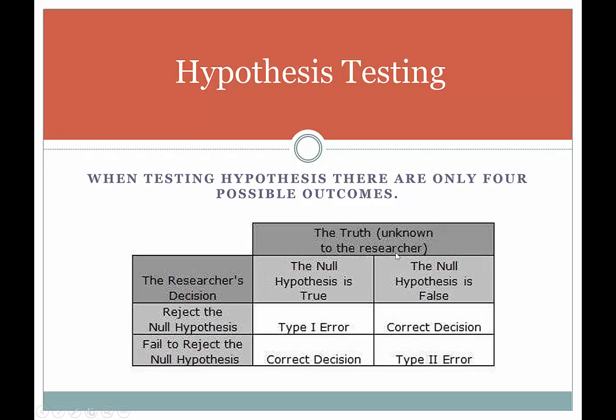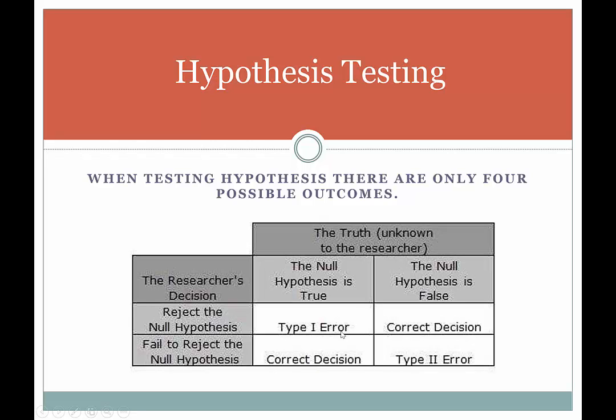Now, the truth in reality can only be one of 2 things. Either the null is true or the null is false, right? There are no other options, right? Either the null is true or the null is false. It's a simple statement, so it can't be sort of partially true or partially false. It's either all true or all false, and that's basically it. That leaves 4 possible outcomes.